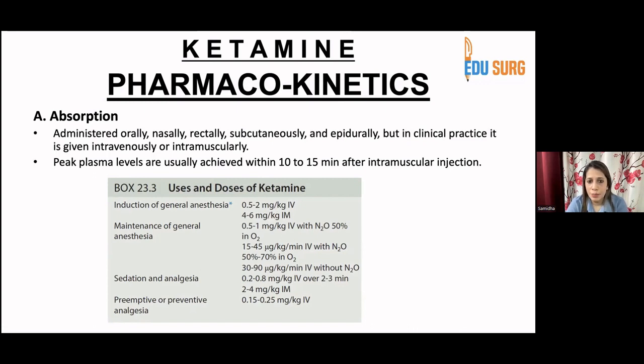For maintenance, 0.5 to 1 mg per kg IV with balanced anesthesia, nitrous and or sevoflurane. Or 15 to 45 microgram per kilogram per minute IV with nitrous 50 to 70% with oxygen, and a higher dose if you're using it without nitrous. Sedation and analgesia, 0.2 to 0.8 mg per kg IV over 2 to 3 minutes. So pretty much it is half of your induction dose, and 2 to 4 milligram per kilogram intramuscular. Preemptive or preventive analgesia, 0.15 to 0.25 milligram per kilogram IV.